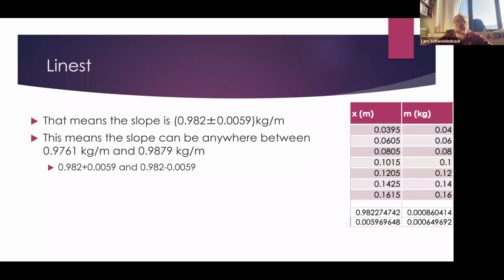Keep in mind, uncertainty also does have units. When you put the uncertainty on the lab, make sure you include its units. The units of the uncertainty in slope will always be the same as the units of the slope.